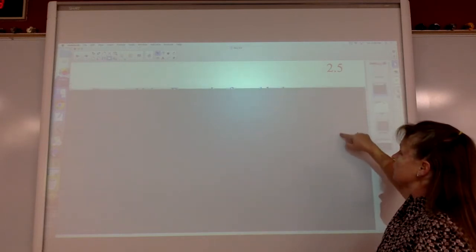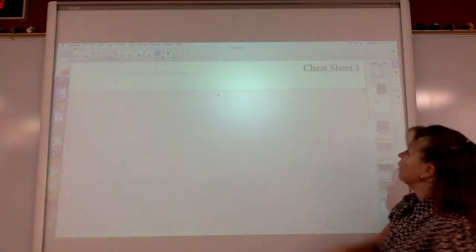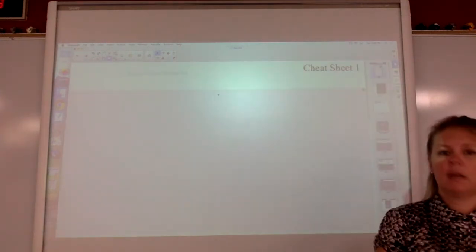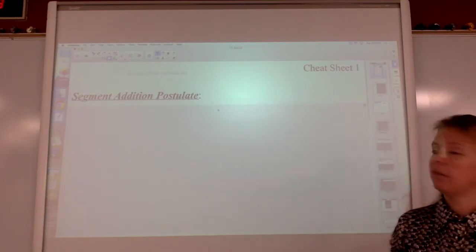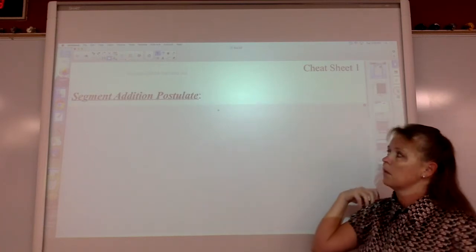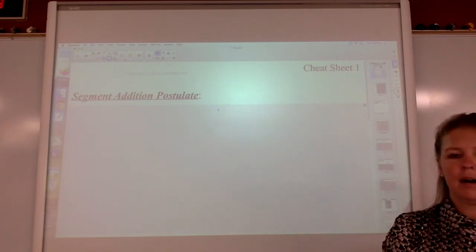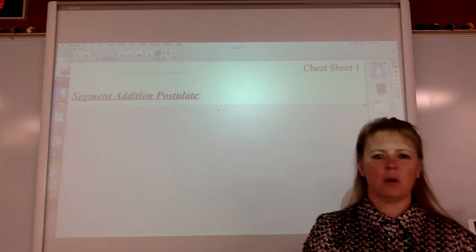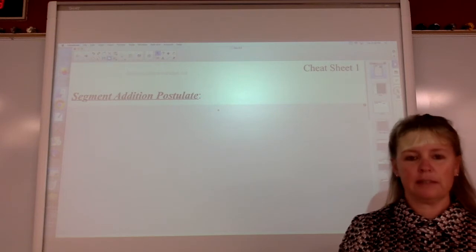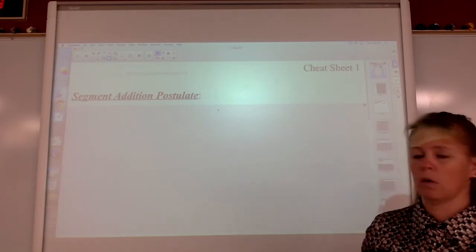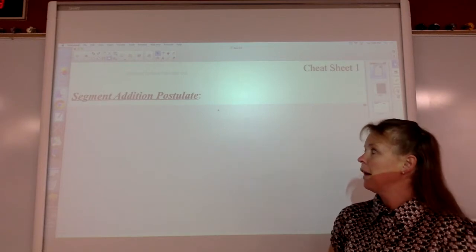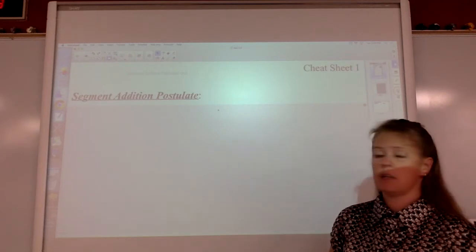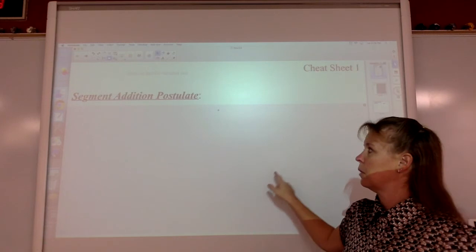In doing these reasons, we are going to work on some properties and some postulates. Do not write all this down. You're going to have a cheat sheet if you don't already. This is cheat sheet number 1. And I would prefer that maybe you don't have your cheat sheet out right now and you just listen and follow along and pay attention to what I have going on here and know that it's all written there for you later. Two postulates that we're going to start with: the segment addition postulate and the angle addition postulate.